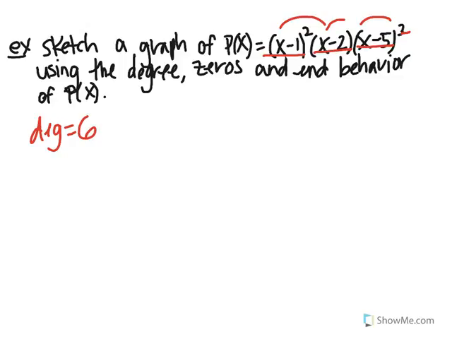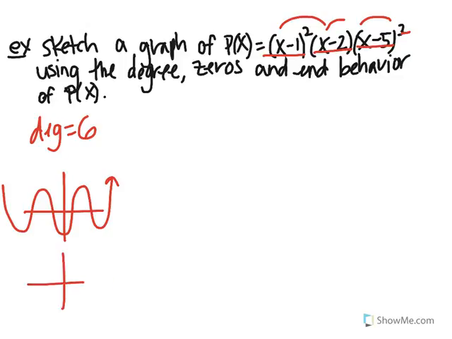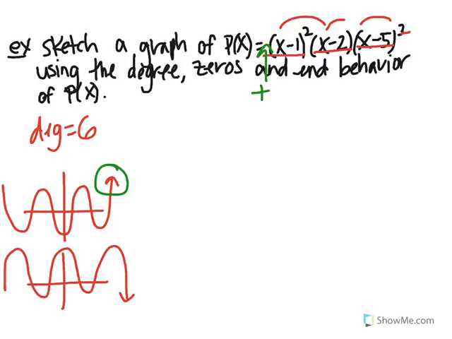If I were to do a little sketch over here, I would have either something that looks like this, 1, 2, 3, 4, 5, 6, or something that looks like this, 1, 2, 3, 4, 5, 6. I just have to figure out which one is the right orientation. What we do is look out in front. In this case, notice how I have no negative out in front. It's positive. So that means it's going to end up going positive on the right.